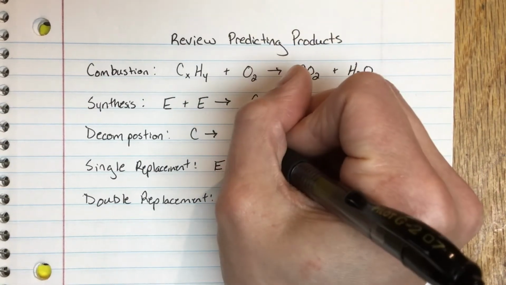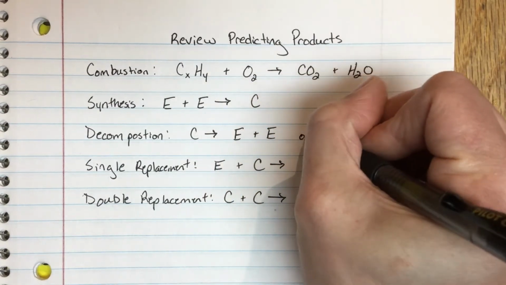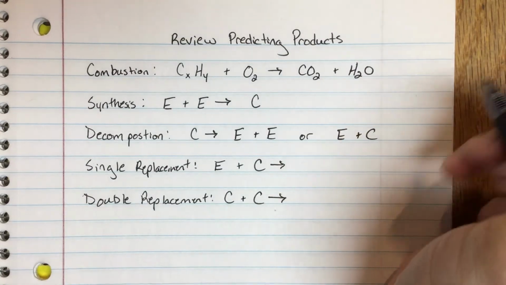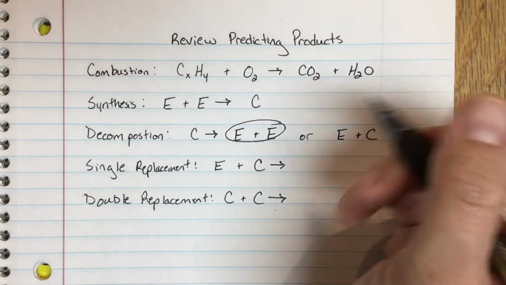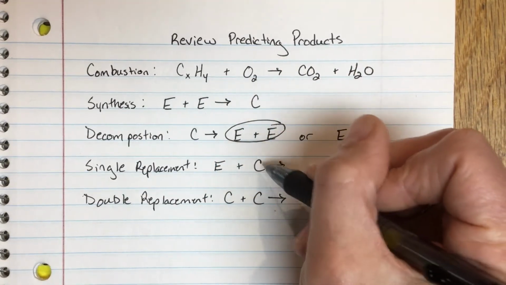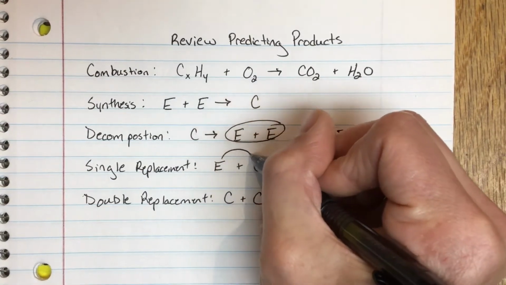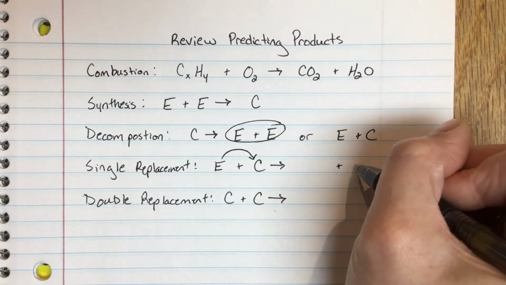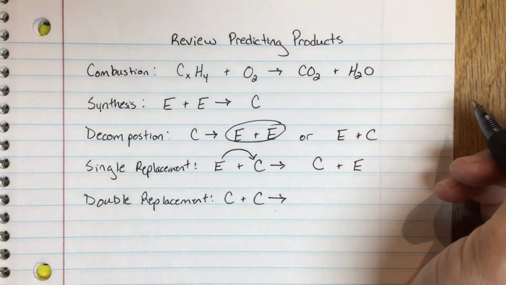Now, those 2 things could be an element and another element, or it could be an element and a compound. Most of the time, I'm going to try to give you these ones because that's the easiest one to do. For single replacement, when it comes to your element and your compound, you're always going to end up with this element replacing something in that compound and then kicking another element out and creating a brand new compound.